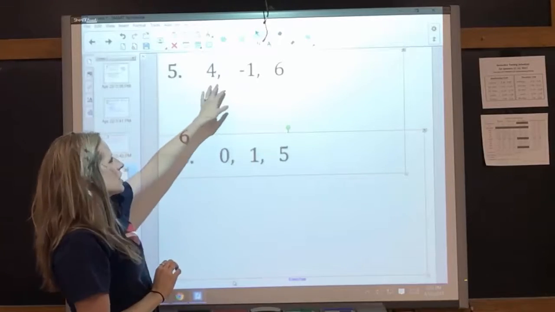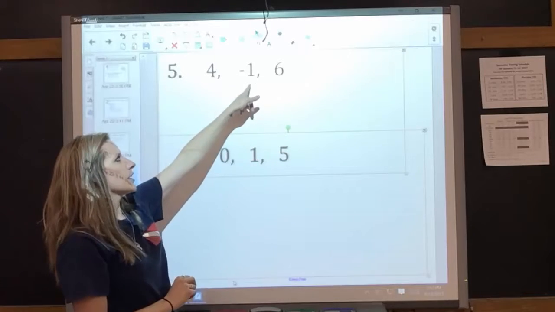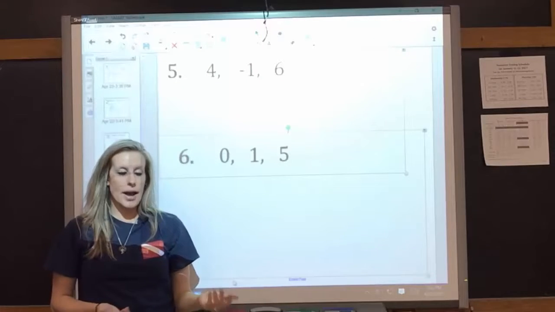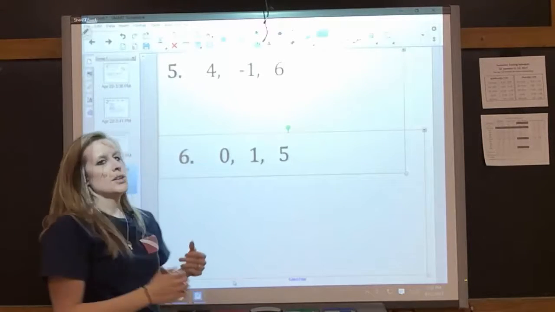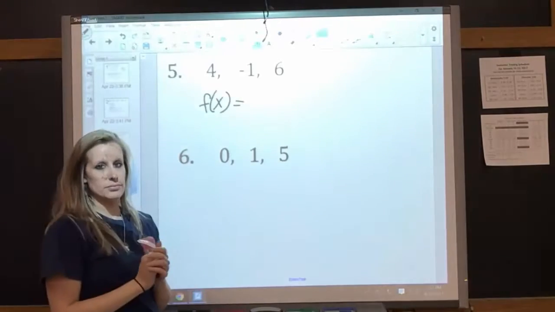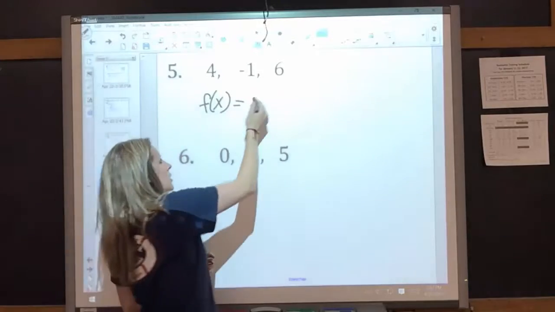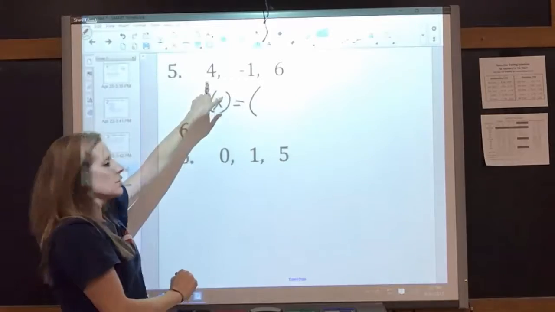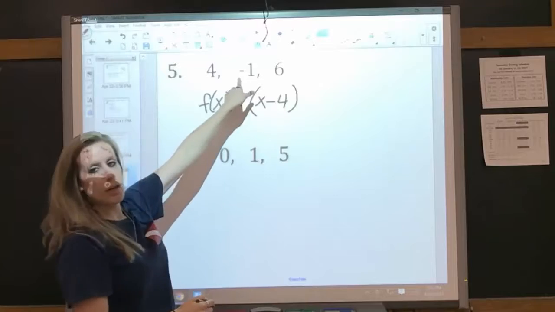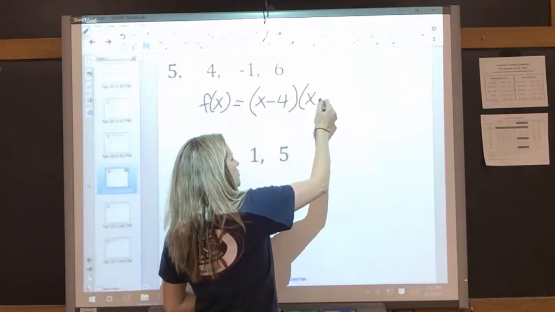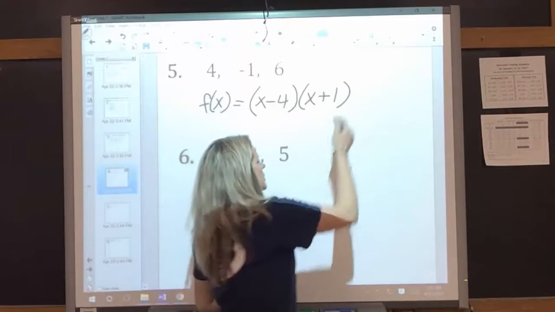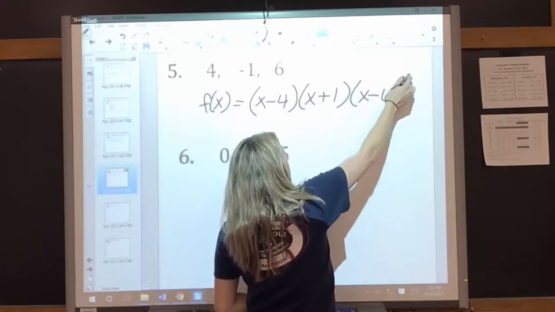But, so on number 5, they give you the zeros, +4, -1, and +6. So to get our zeros, we had to do the opposite, right? So if we want to go backwards, we're going to do the opposite. Okay, so f of x equals, okay, and we're putting this in factored form. So for 4 to be one of my zeros, I'm going to have an x minus 4. Okay, for -1 to be one of my solutions, I'm going to have x plus 1. You do the opposite. Okay, and to get +6, we're going to have an x minus 6.